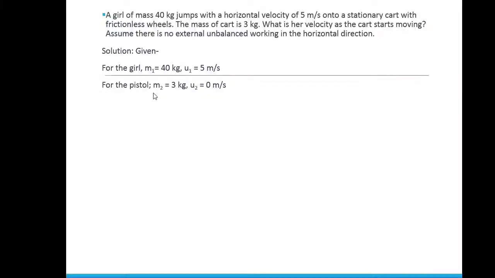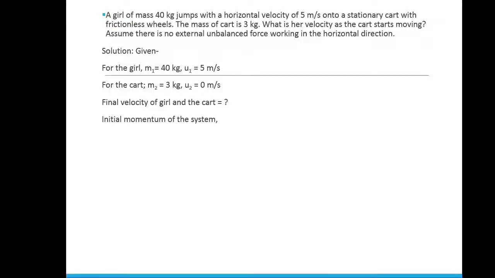Now, for the cart, its mass m2 is equal to 3 kg and its initial velocity, stationary cart, they have told us the cart is at rest. So, its initial velocity is 0 meter per second. We have to calculate the final velocity, with how much velocity both the girl and the cart will move after she jumps on it.